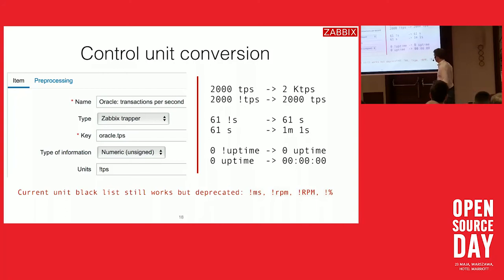In Zabbix 3.4, there were some hard-coded units like milliseconds, RPMs and percentages, which were treated differently. We didn't do any conversion in 3.4, yeah? But this blacklist still works. You can still use milliseconds without the exclamation mark. It will work fine. But this behavior will be deprecated soon. So please use the exclamation mark if you don't want Zabbix to add any prefixes. Okay?